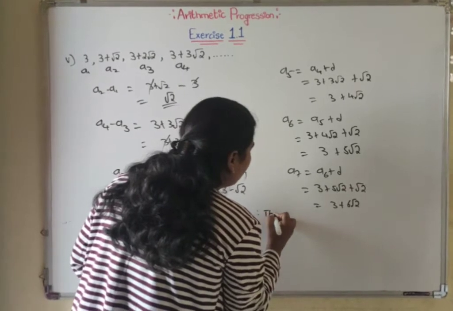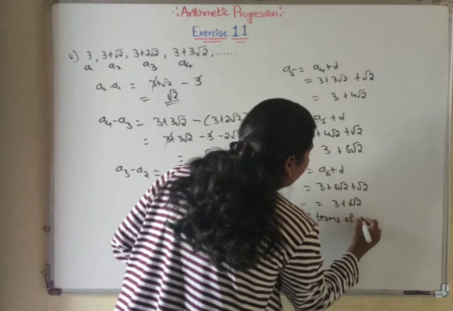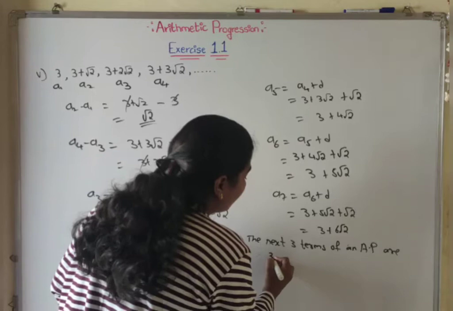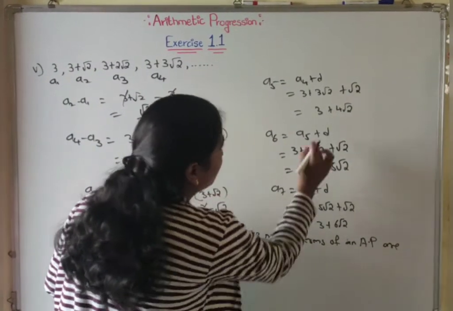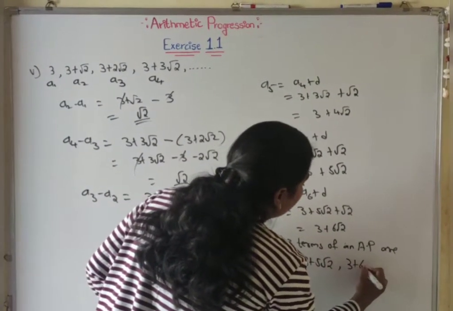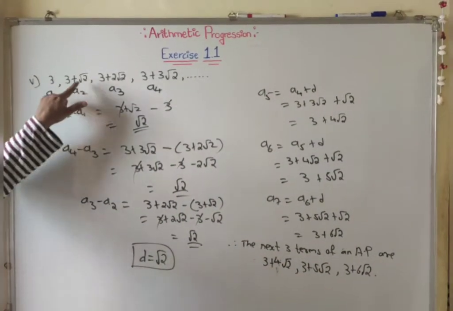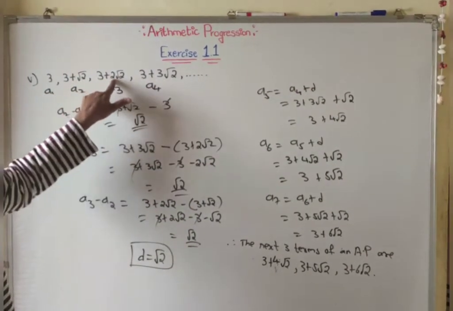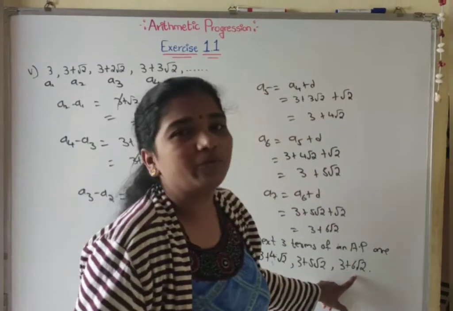Therefore, the next three terms of an AP are 3 plus 4 root 2, comma 3 plus 5 root 2, comma 3 plus 6 root 2. Or else, just by observing, you can tell here students. See here, 3 plus 3 plus 3 plus 3, you are having root 2 plus 1 plus 1 plus 1. See here, root 2, 2 root 2, 3 root 2, next term is 4 root 2, next term is 5 root 2, 6 root 2, which is a very easy question.